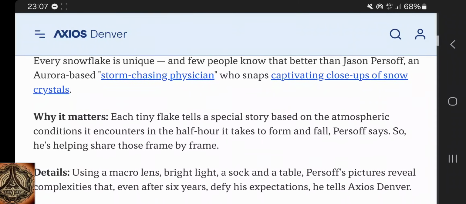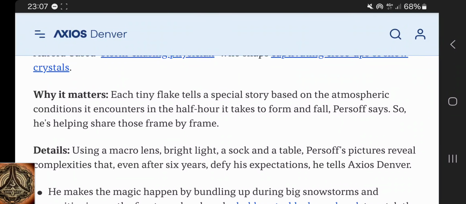Why it matters? Each tiny flake tells a special story based on the atmospheric conditions it encounters in the half hour it takes to form and fall, Persoff says. So he's helping share those frame by frame. Yeah, why it matters? I made some time ago a video, why things matter. It is because of the transmutation of the elements.